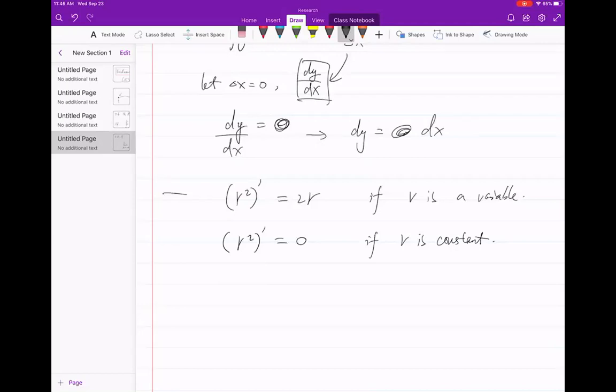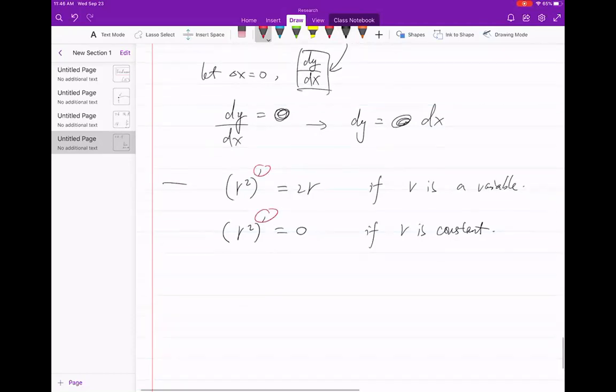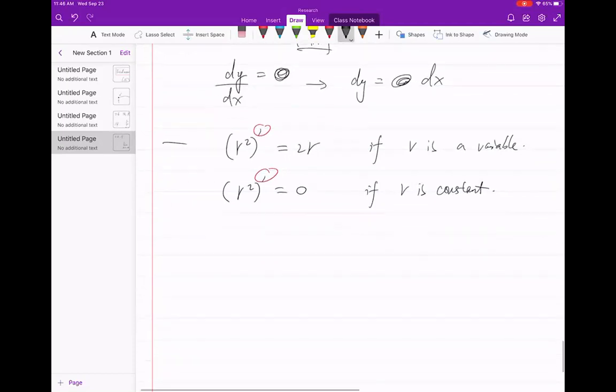Still okay? Can you see that with this notation we actually don't know which case we're dealing with? Therefore, we get confused. Okay. Now check the new notation. If I do this, that means I want to see the changing rate of r squared with respect to r. Therefore, r is a variable. This is 2r. Okay.